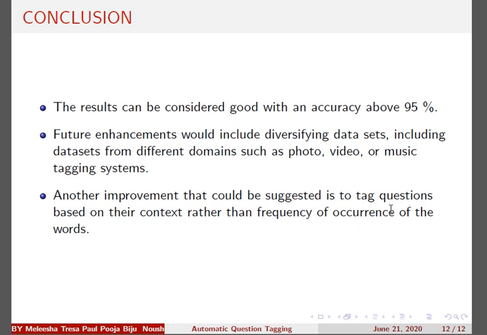And as a further improvement of this project, we would suggest including datasets having photo, video, and music tagging systems. Another improvement that we would suggest will be to tag a question based on the context rather than the words appearing in the question.